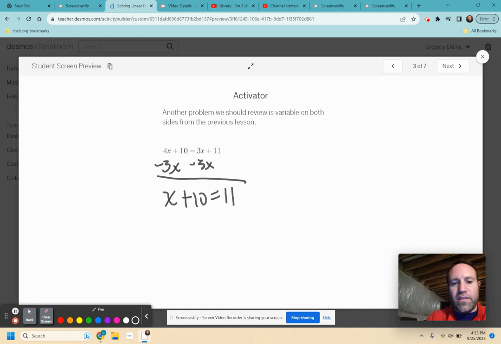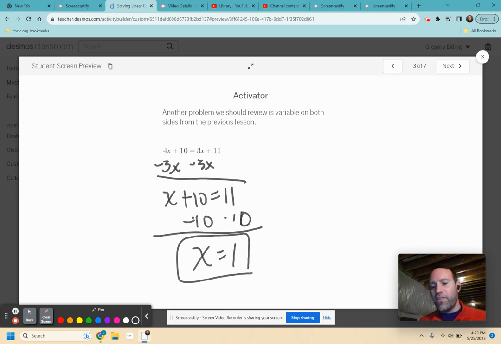And now I'll deal with the constant. Now, does it matter if I deal with the constant or the variable first? Not necessarily. It doesn't matter in this problem. You could tackle the x's first. You could have tackled the tens first.